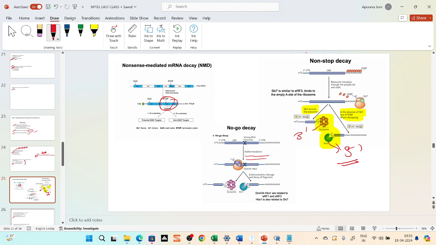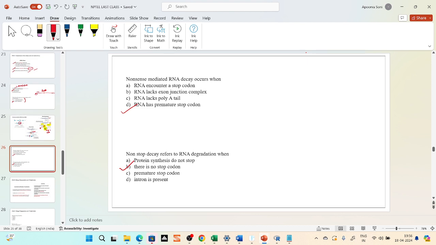No-go decay means that the ribosome cannot move, the ribosome cannot go. So then comes your no-go decay. Exosomes always work at the 3' end, and XRN1 always works at the 5' end.